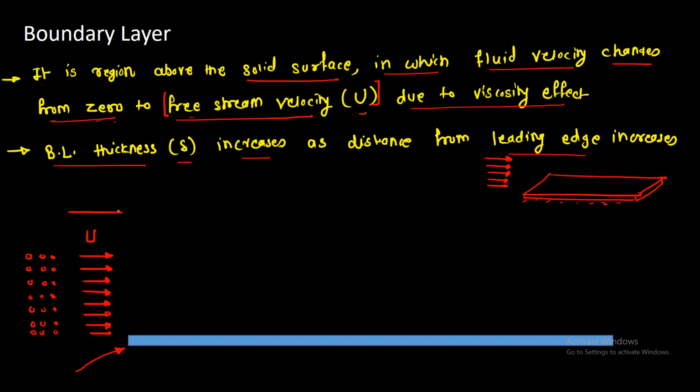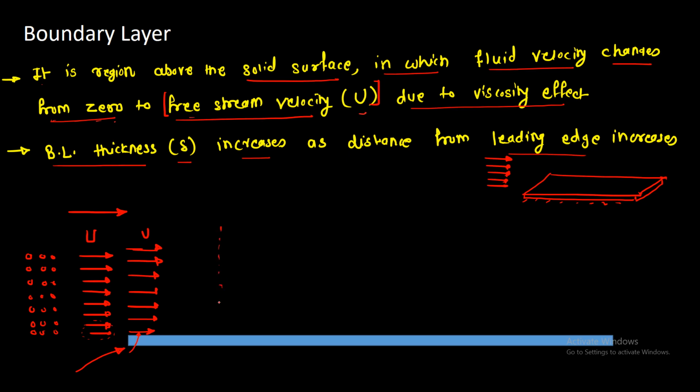As the air flows over the flat plate or the solid surface, the layers which come in contact with the solid surface, their velocity will reduce. And above this, the velocity will almost remain the same, and this velocity is equal to the free stream velocity. Only at this layer, the velocity is reduced. Okay. So this is at the leading edge. This is the leading edge.